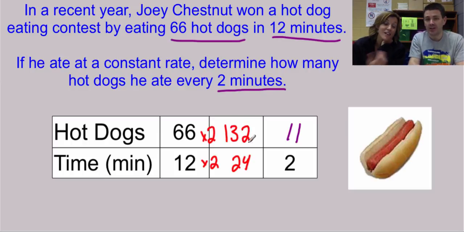So I get 132. To get from 24 down to 2, I would divide by 12. I do the same thing up here. 132 divided by 12 indeed is 11. So there are a variety of different ways to get there.